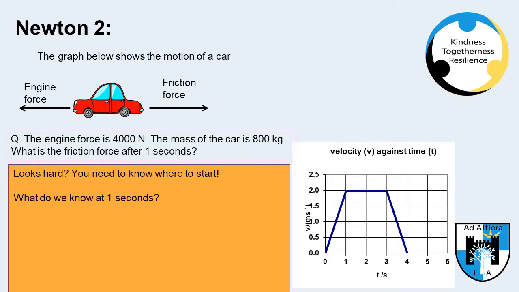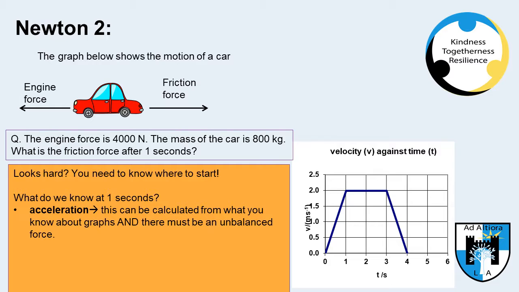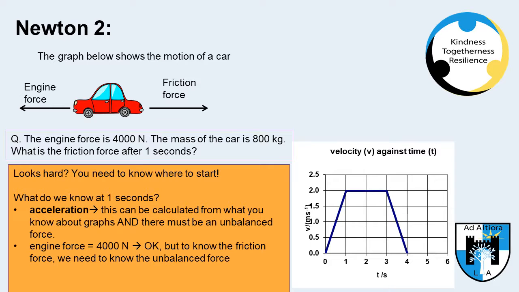First of all, what do we know at 1 second? Well, we know that the acceleration can be calculated from the graph. Again, this is going back to prior knowledge from the previous few lessons on speed time graphs. You've got to do the lessons in order. The acceleration can be calculated from the graph. The engine force is 4,000 newtons. Okay, that's fine, but that's not going to tell us what the friction force is here, because the friction force isn't going to be equal. It's not going to be equal because it's an acceleration, not a constant velocity.